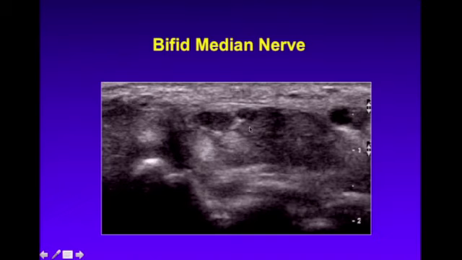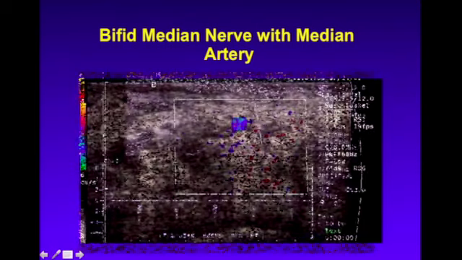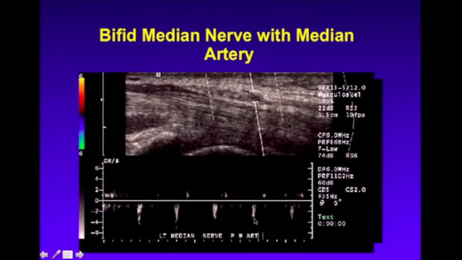The other thing to be aware of is that when you have a bifid median nerve, there's often an artery in the middle called the median artery, which is not a typical artery to have, but if you have a bifid median nerve, there's often an artery in the middle, and it has flow within it. So if you're considering any interventions, it's important to know that that artery exists.